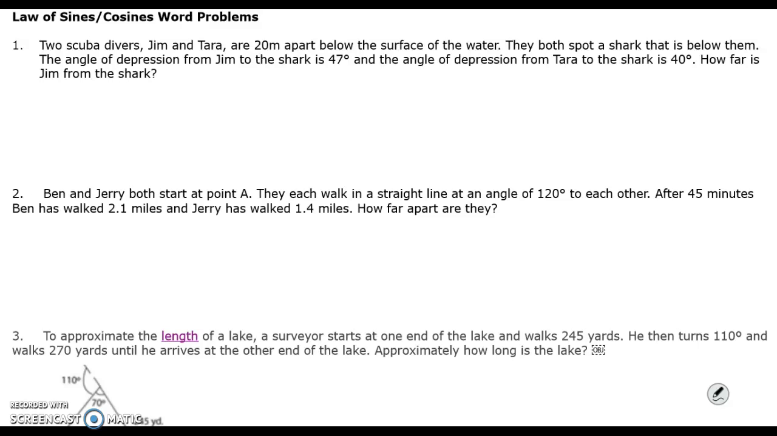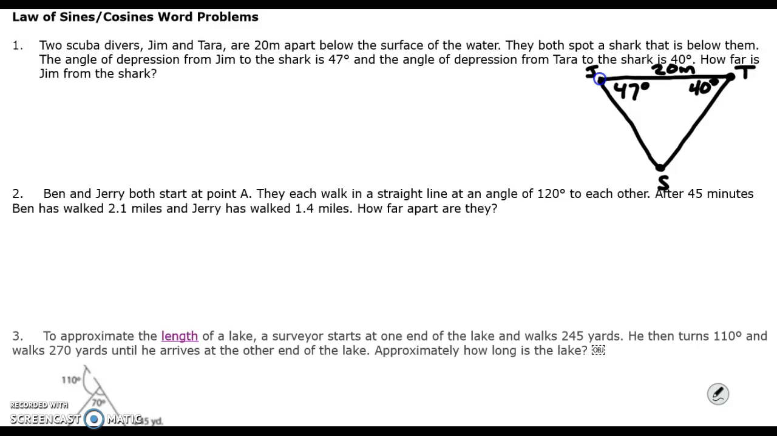So if we can kind of picture this, we have Jim, who I'm going to label at point J, and Tara are underwater. I'm labeling her at point T, and they're 20 meters apart from each other, so I'm going to label the distance between them with 20 meters. And then there's a shark that I'm going to label with an S below both of them, and the angle of depression, or from the horizontal looking down towards the shark, from Jim to the shark, is 47 degrees. And the angle of depression from Tara to the shark, from the horizontal looking down, is 40 degrees.